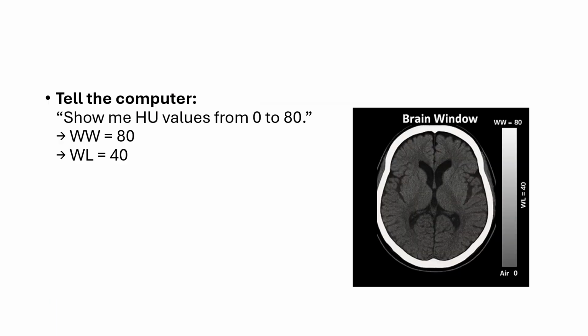Let's say you are setting the following windows for the brain. A window width of 80 and a window level of 40. Everything below 0, such as air and fat, is black. Everything above 80 will be white, such as dense bone. Brain tissue appears in soft gray tones, allowing small differences between gray and white matter.